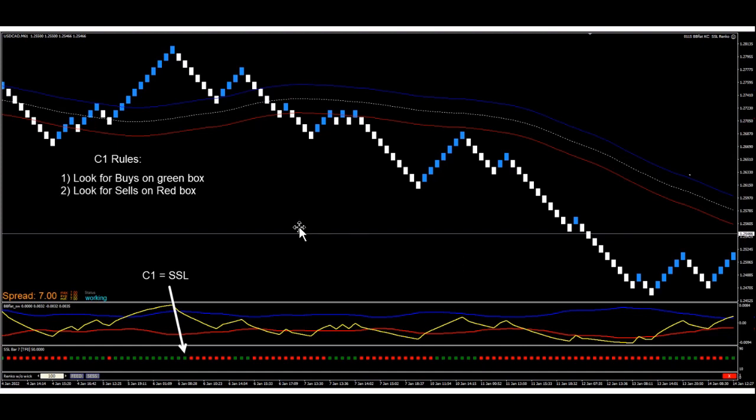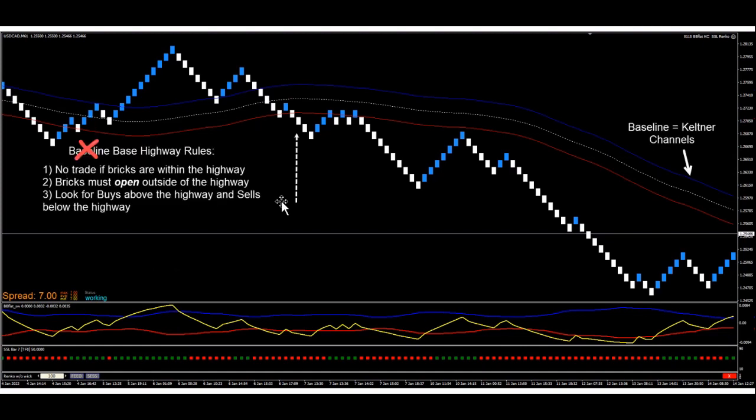So just going through real quickly. For C1, here are the rules. You're going to simply look for buys on a green box and look for sells on a red box. For our baseline, or what I'm calling my base highway, the rules are, this is a danger zone, okay? It's like crossing a highway in real life. Think of it as anytime the bricks are within that highway at all, we're not going to trade. We're not going to touch it.